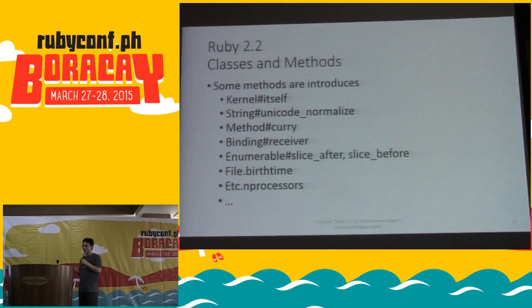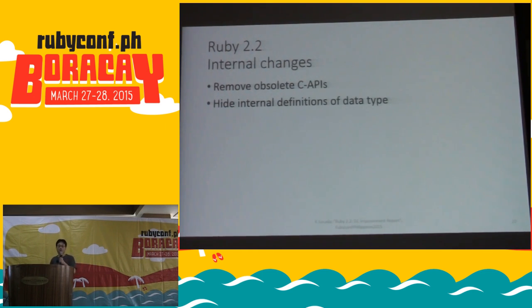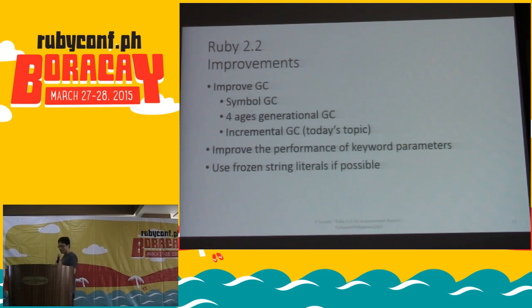With this one, we can improve some height or something, any characters in symbol. Also, Ruby introduced some useful classes and methods. Also, Ruby introduced internal changes such as removing the obsolete extension API and hiding internal definitions of these types, maybe for the C extension writers. And we also improved the performance. We improved the performance with symbol GC, which is very famous. Last year at RubyConf Philippines, I showed you something about that, but we released with this feature, and we improved the generational garbage collection performance and incremental GC, today's topic, and improved the performance of keyword parameters and frozen string literals.